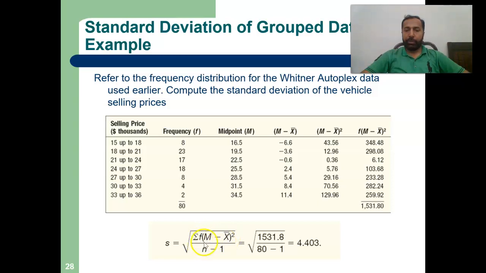Sum f multiplied by (m minus x̄) squared. We divide it by n minus 1. Total cars was 80. So we are calculating for a sample. So we will do 80 minus 1, 79, and our standard deviation answer will be 4.403.